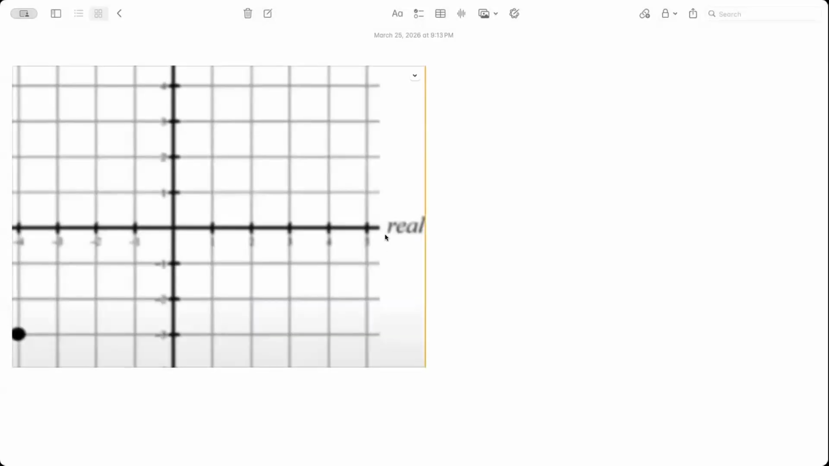Okay. Now, let's say this is an imaginary axis. This is an imaginary plane. So you're going to tell me what this point represents. What does this point represent? Anybody, guys? The dot point here. What does this dot point represent?